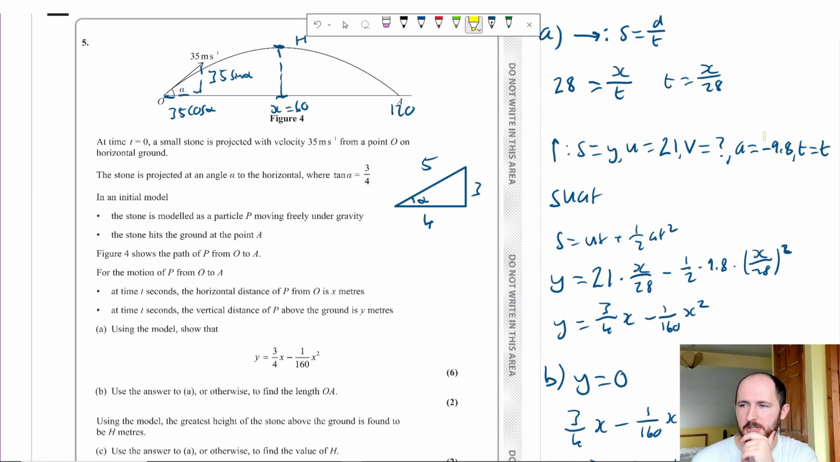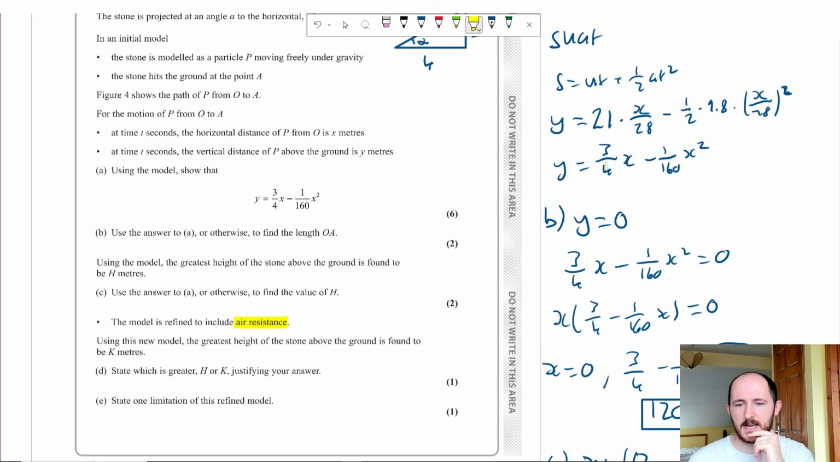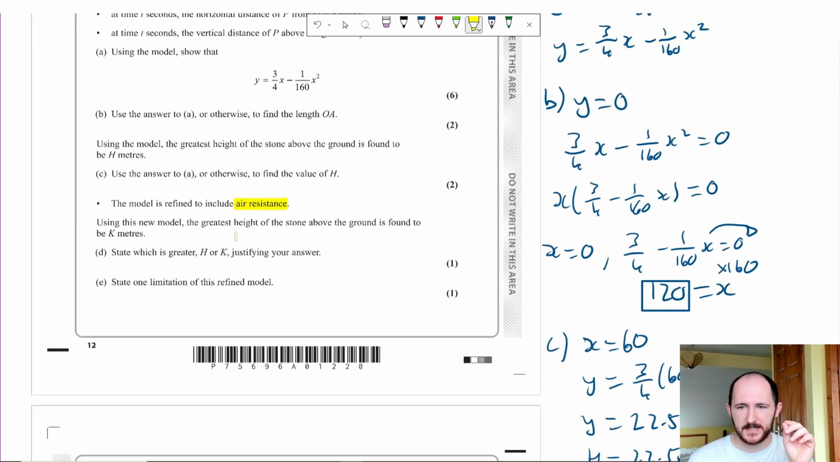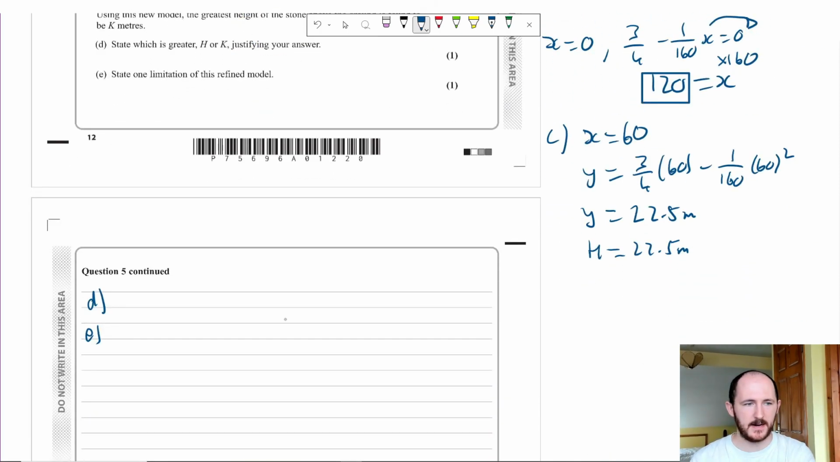What that will do is change the acceleration vertically. It will also add air resistance horizontally, so we'll have an acceleration there. That means in order to reach the same horizontal distance of 120, you'll have to throw it harder. If you think about it, imagine the wind's blowing towards you. You'd have to throw something harder to make it go the same distance. So that means our velocity is going to be greater. That means the height is going to be greater as well because you've thrown it harder. So k is going to be greater.